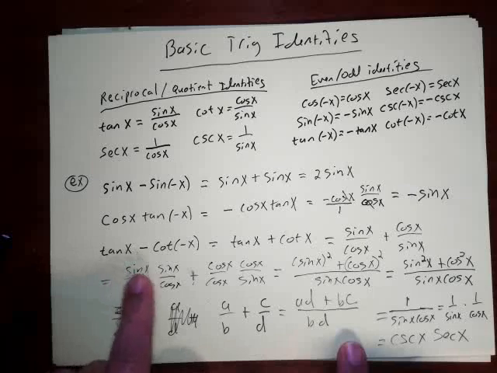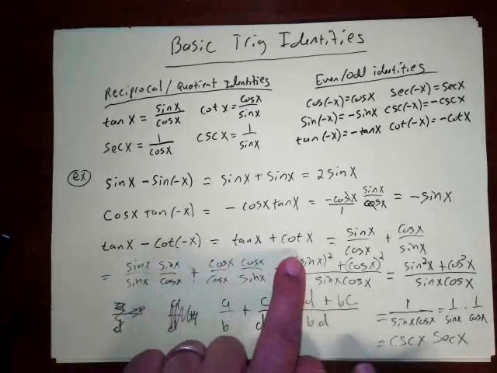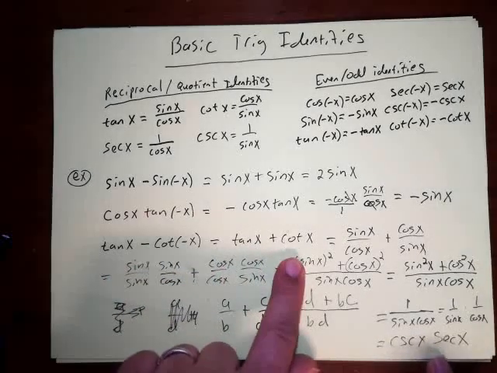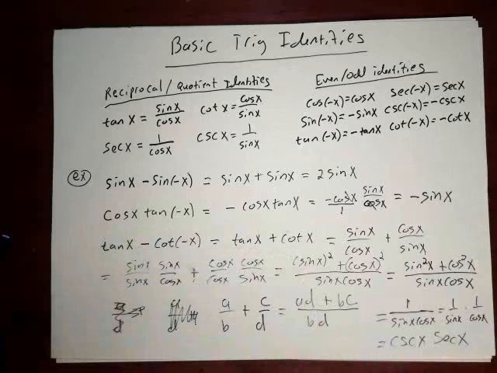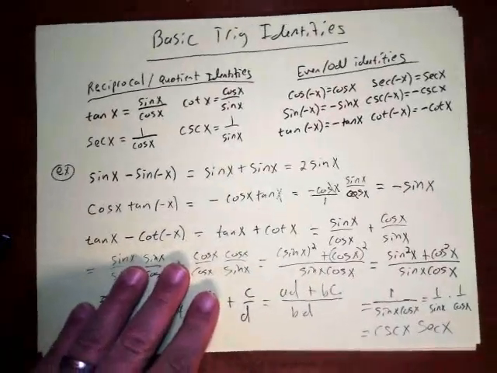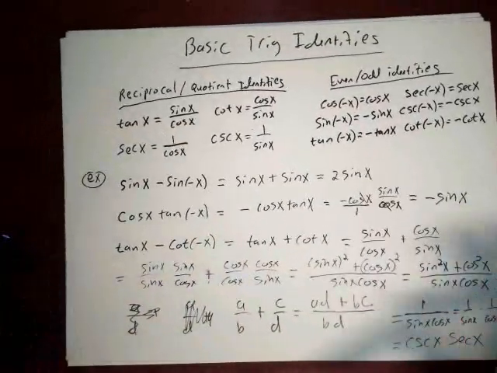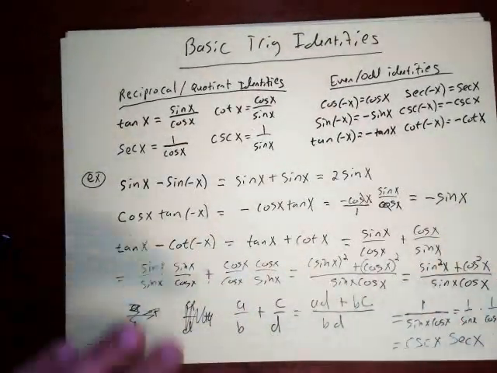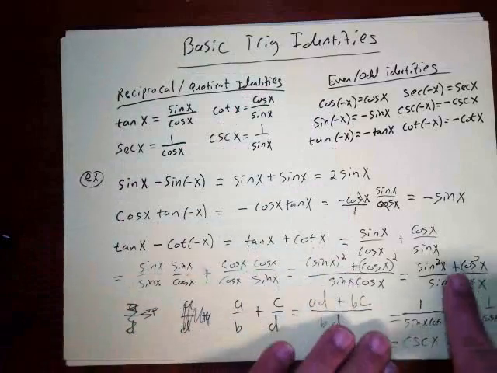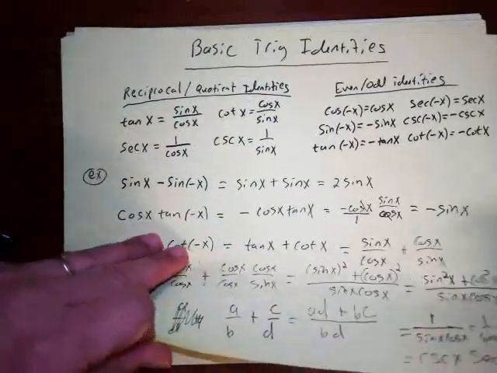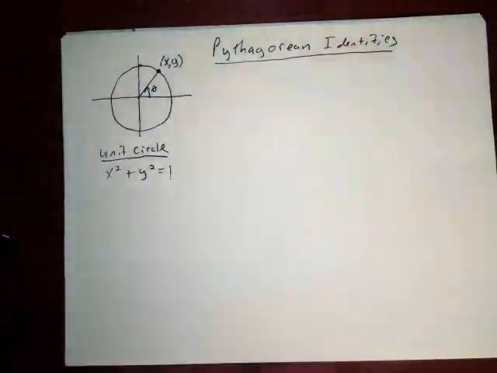If I have a tangent plus a cotangent, that's equal to cosecant times the secant. So the addition of these two is the product of those two, which is an interesting relationship. Okay, so those are just some of the basic trig identities. So now let's look at this Pythagorean identity that I actually ended up using there.